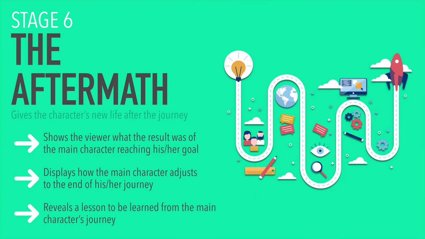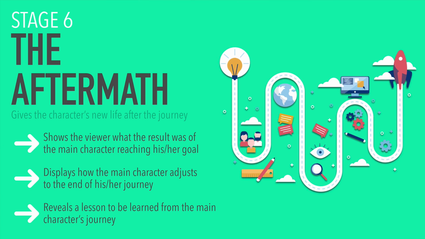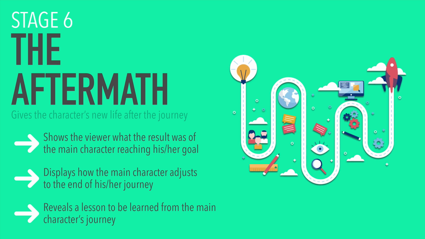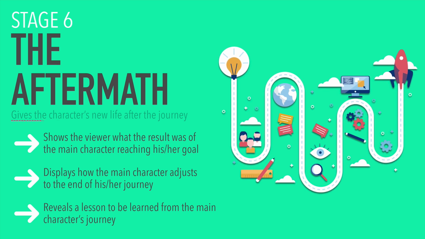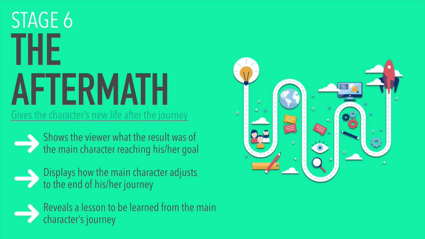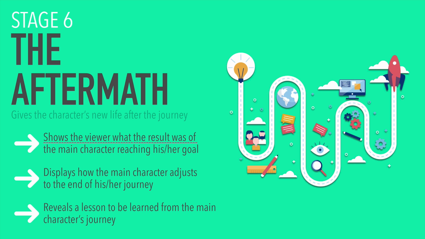All right, stage number 6, the aftermath. This is something very key and very unique to American or English movies. It gives the characters new life after the journey, kind of showing you the future. So it shows the viewer what the result was of the main character reaching his or her goal. Displays how the main character adjusts to the end of his or her journey, and also reveals a lesson to be learned from the main character's journey.